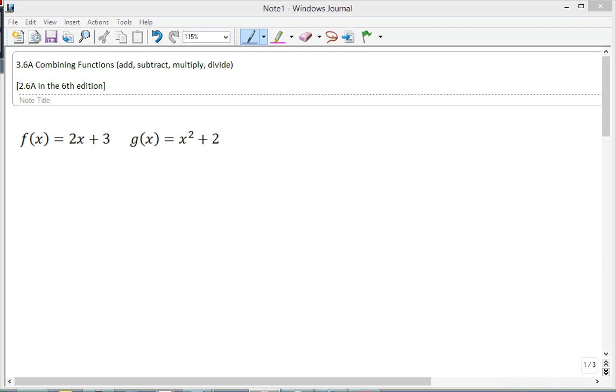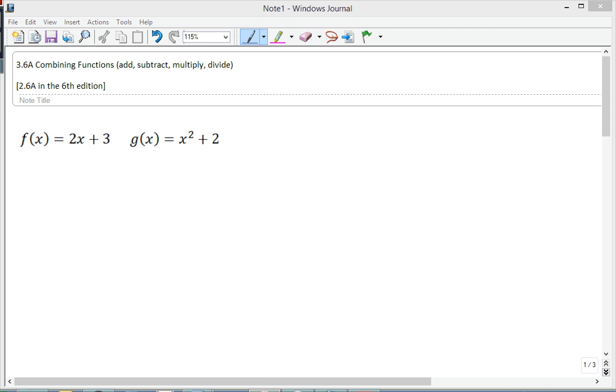Alright, this video is 3.6a. In the 6th edition, it would be 2.6. And it's on combining functions. We often take functions, particularly our basic functions, and combine them to make totally new functions.